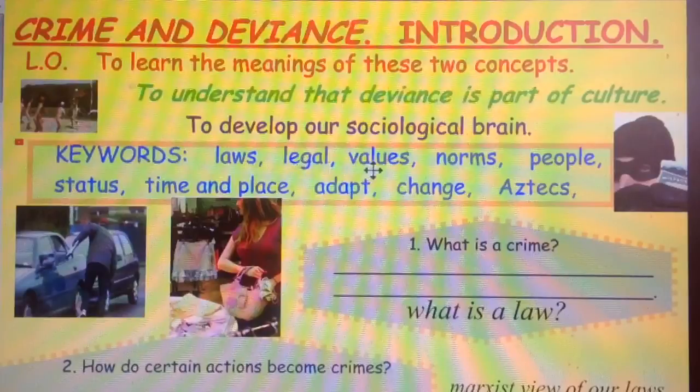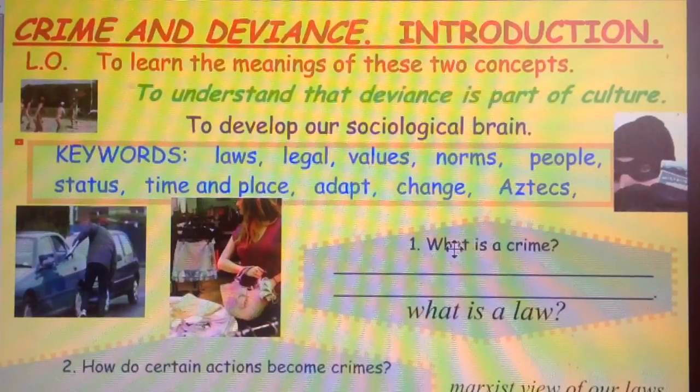Keywords: laws, legal values, norms. Hopefully by now you know what these mean. Values are big ideas we think are important. Norms are little everyday rules that flow from the values. People's status, time and place adapt and change, for example the Aztecs, in what we today call Mexico.